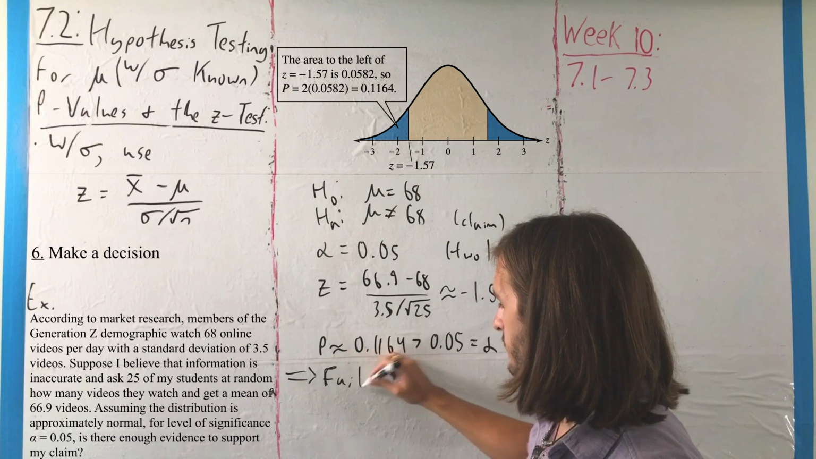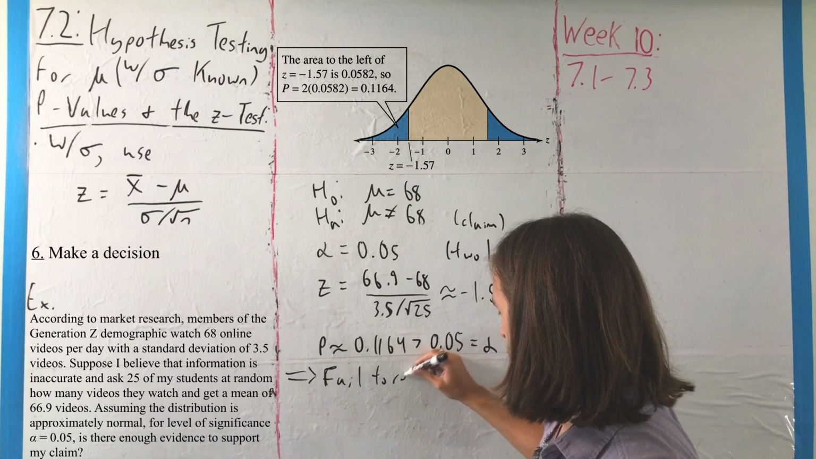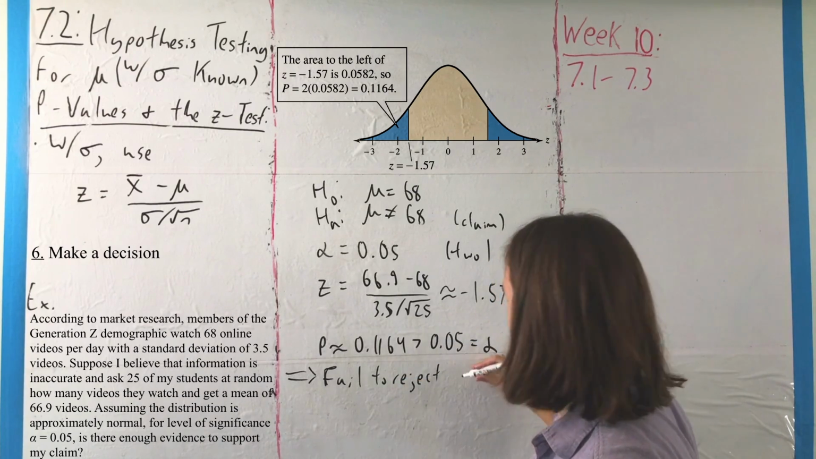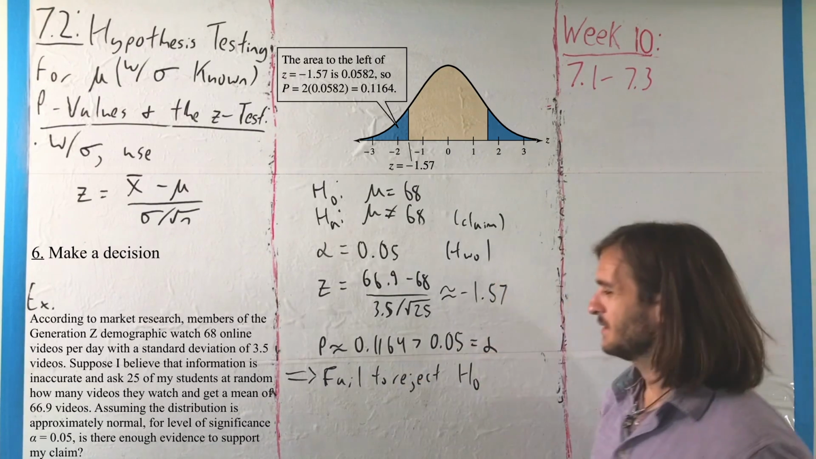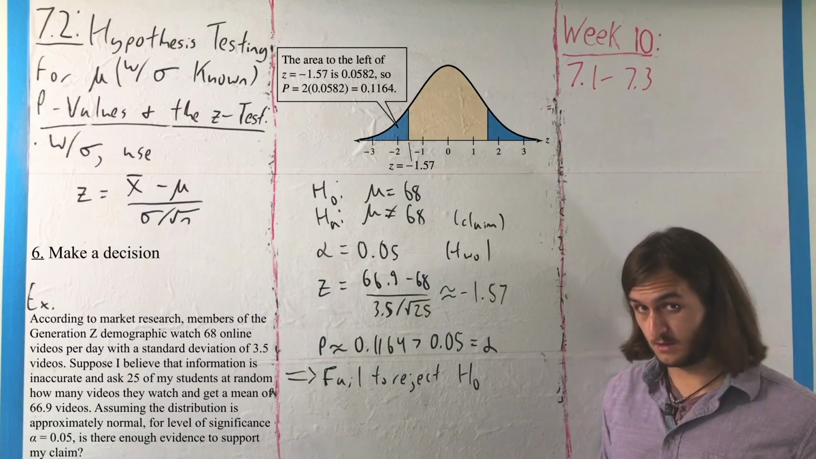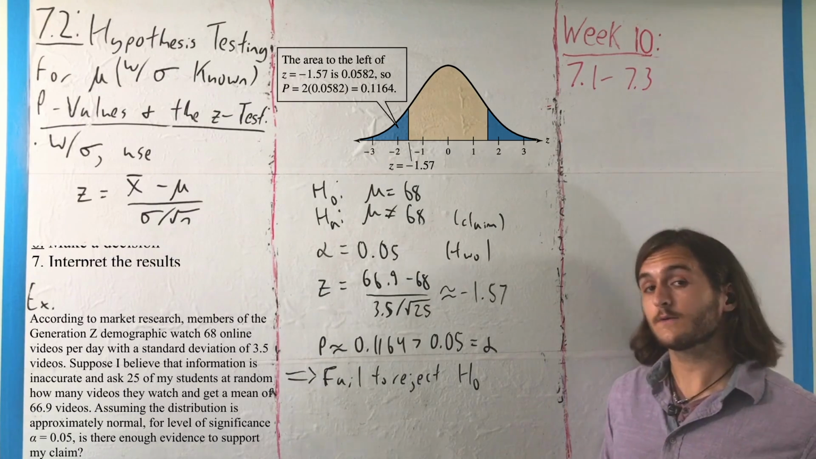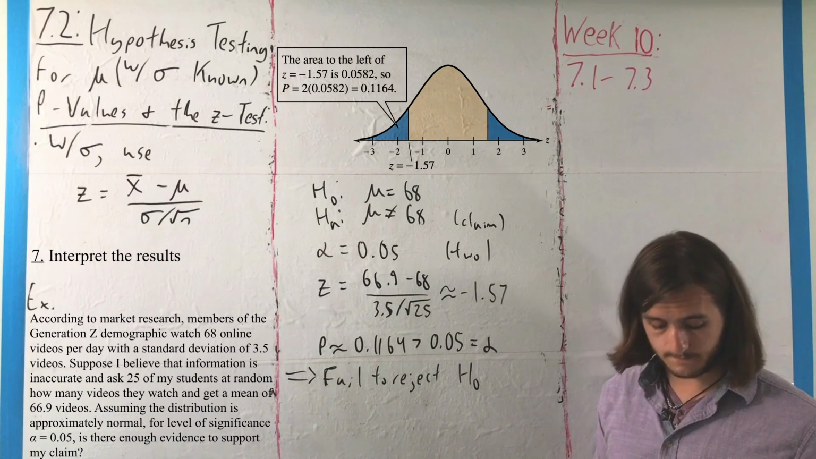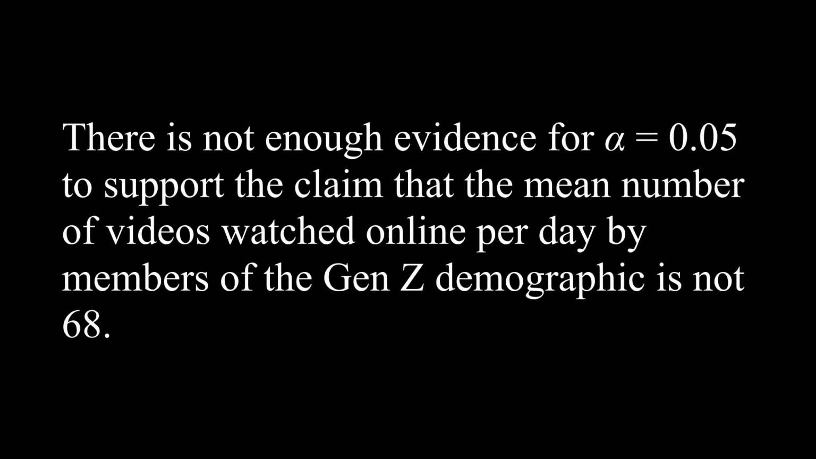And as a result, because the p-value is bigger than alpha, we can say that we fail to reject the null hypothesis. Fail to reject is three words, I know that. I'm just bad at kerning. So, because we are failing to reject the null hypothesis, when we want to make our final conclusion, we would say something to the effect of, there is not enough evidence for alpha equals 5% to support the claim that the mean number of videos watched online per day by Gen Z is not 68.